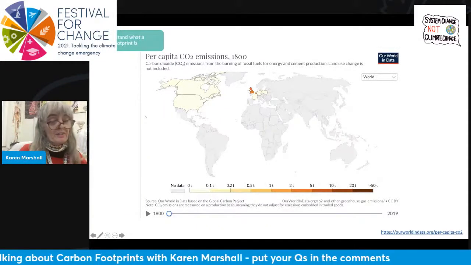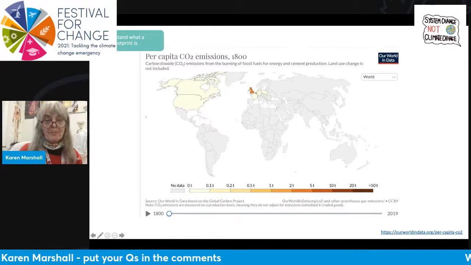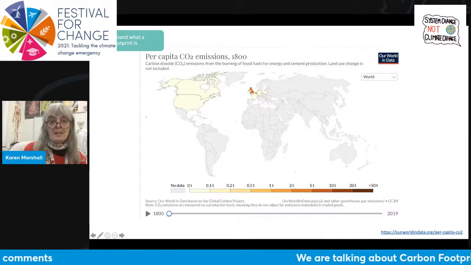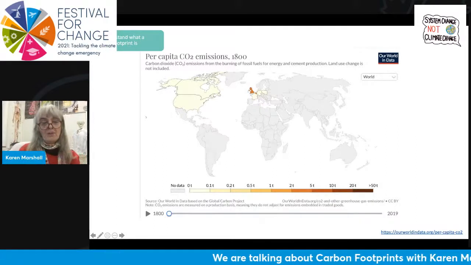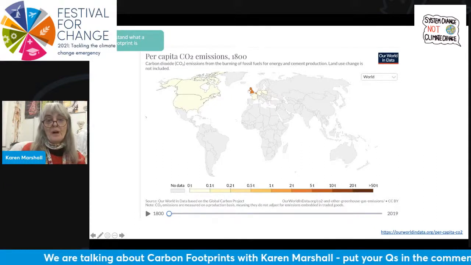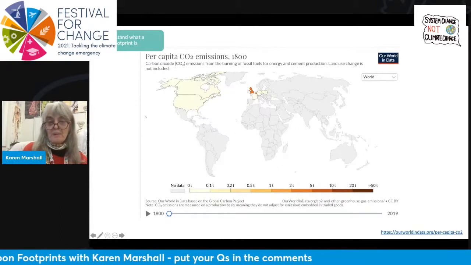And this is just a bit of historical interest. You can see here in 1800, the UK, in sort of dark orange, was one of the main countries that was emitting carbon dioxide. And this was because it was the start of the Industrial Revolution, where we were using coal in order to build prosperity in our economy.